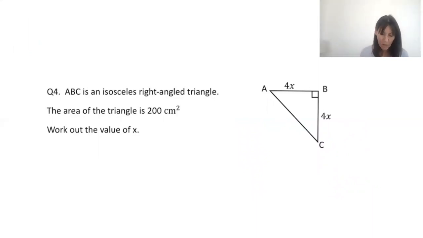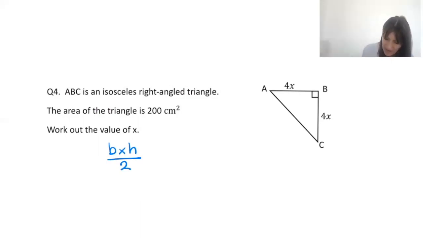So we're being told it's an isosceles right-angled triangle. We're being told the area is 200 centimeters squared, and it's our job now to use that to help us find x. So area of a triangle is base times height divided by 2. That's the formula, can't change that. So that's what's going to help me.